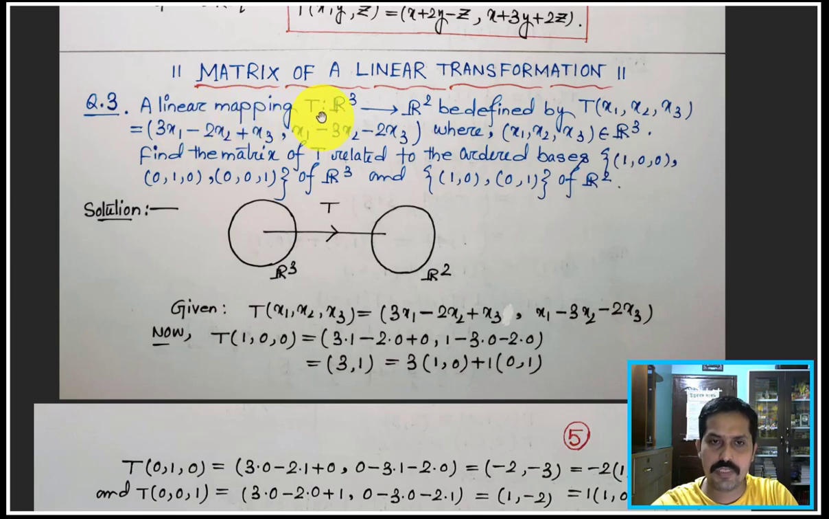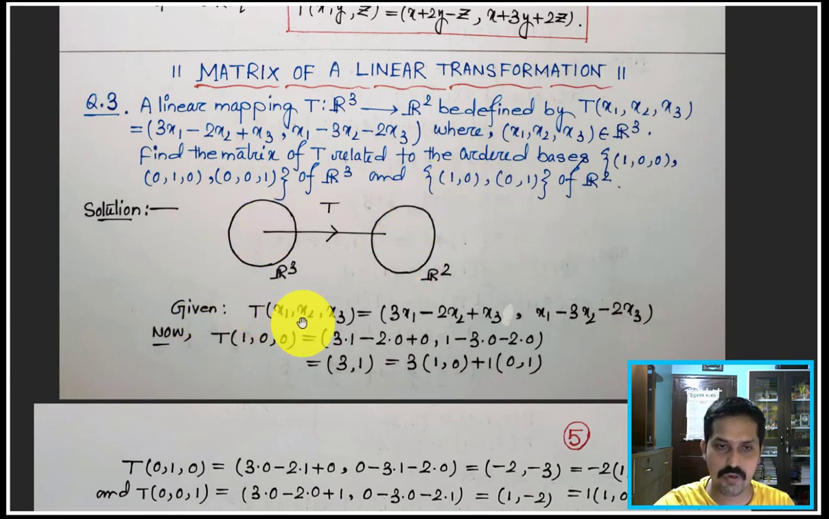A linear mapping T maps R3 to R2 and is defined by T(x1, x2, x3) = (3x1 - 2x2 + x3, x1 - 2x2 - 2x3), where (x1, x2, x3) belongs to R3. Find the matrix of T related to the ordered bases (1,0,0), (0,1,0), (0,0,1) of R3 and (1,0), (0,1) of R2. This is our basis for R3 and this is our basis for R2.